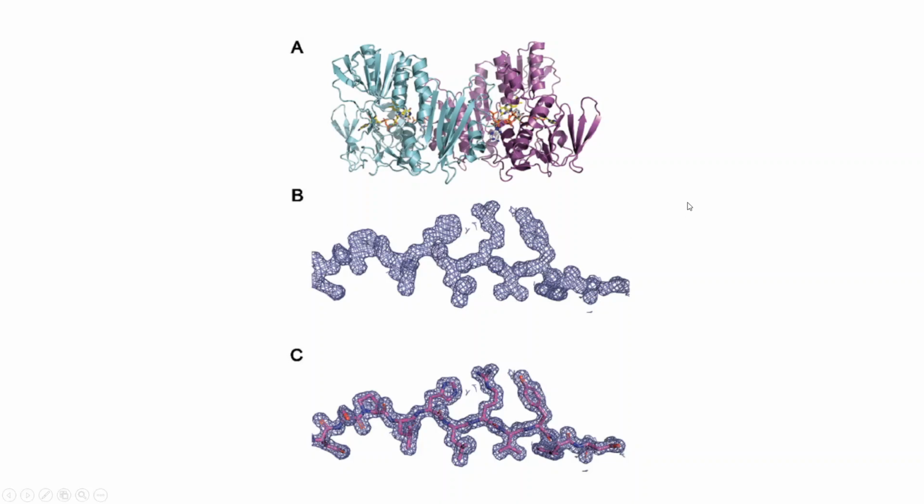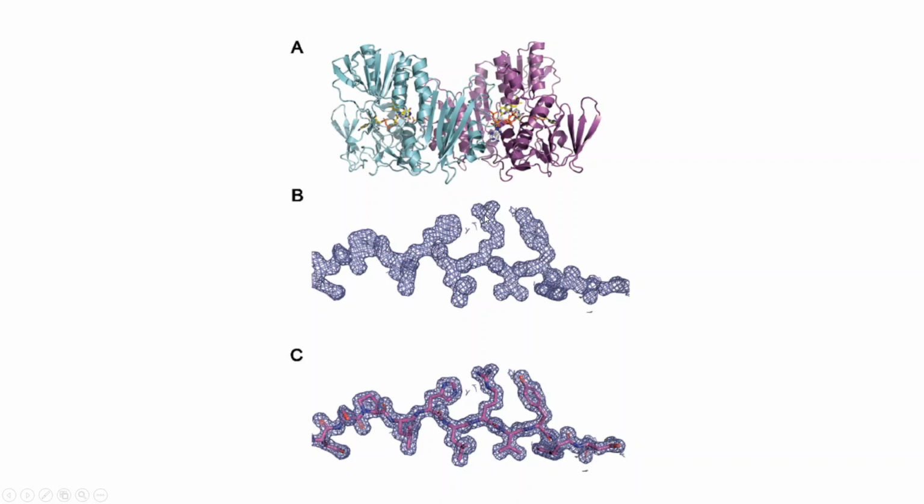Now, this is important. The resolution is important because ultimately this is what you want. You want your atomic resolution model. But that is dependent upon the electron density map that you can build from those spots that I just showed you. So for a high resolution data set, you're going to be able to build your electron density map to be pretty nice.